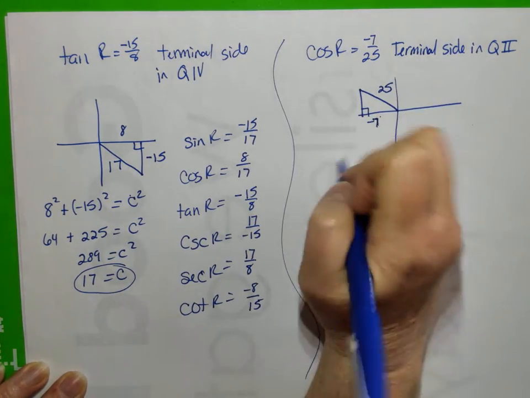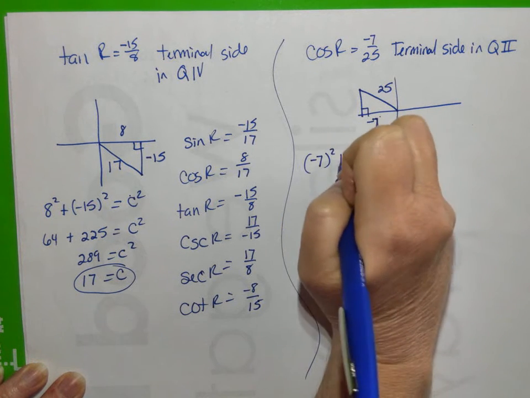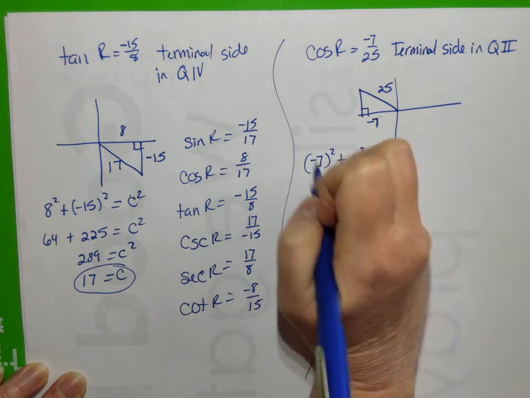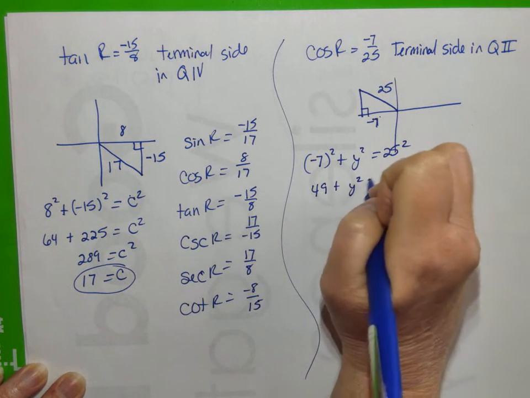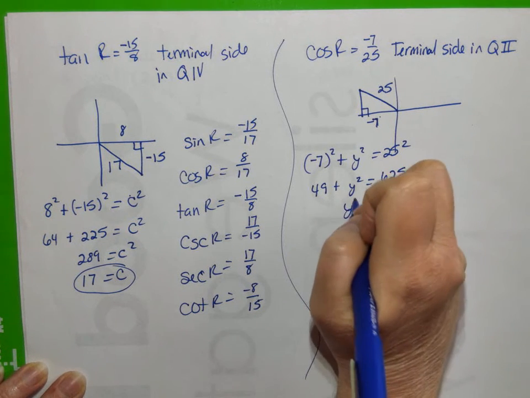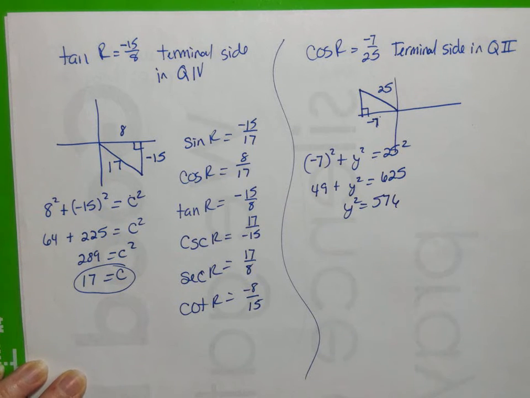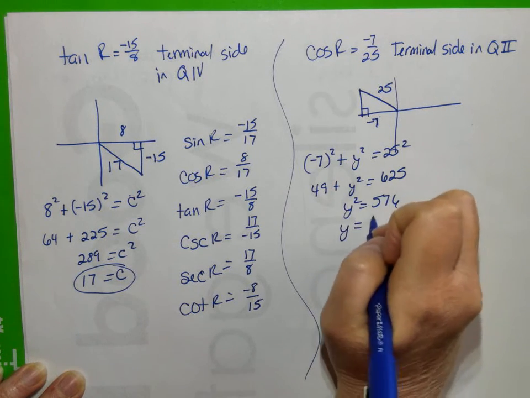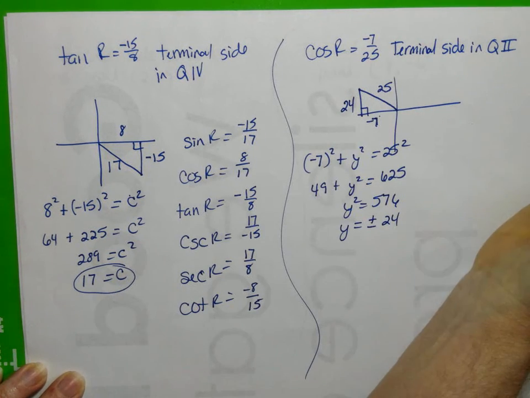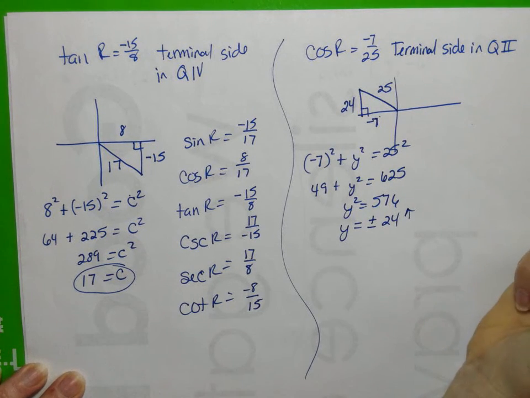So I do my Pythagorean theorem. -7 squared plus, we'll call it y squared, is 25 squared. So 49 plus y squared is 625. So 625 minus 49, oops, clear that, is 576. I use my calculator here of 576. I get 24, so y is positive or -24. I went up, so it's positive. It went up, so it's a positive value.